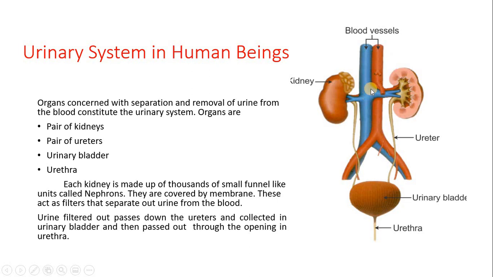Now each kidney, we know, is made up of thousands of small funnel-like units called nephrons, and nephrons are the structural and functional units of kidneys. They are covered by a fine membrane, and nephrons along with the membrane act as filters that separate out urine from the blood. Urine filtered passes out down the ureters drop by drop, and it is collected in the urinary bladder. Now when it is convenient, then it is passed out through an opening, the urethra.